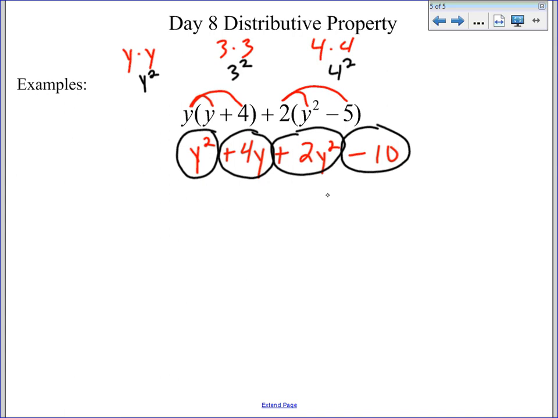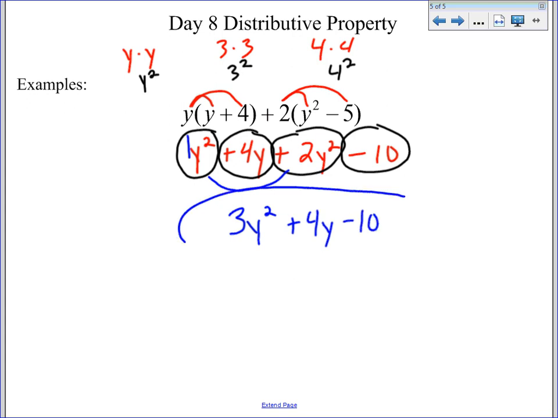Which ones can we combine? Well, remember we can combine these two because they both have the same variables and exponents. When there's not a coefficient out in front, we know that it has to be 1. So 1 plus 2 gives us 3y to the second power. Can we combine the 4y with anything? No, so we bring it straight down. And same thing with the minus 10. We circle our answer, and we're good.